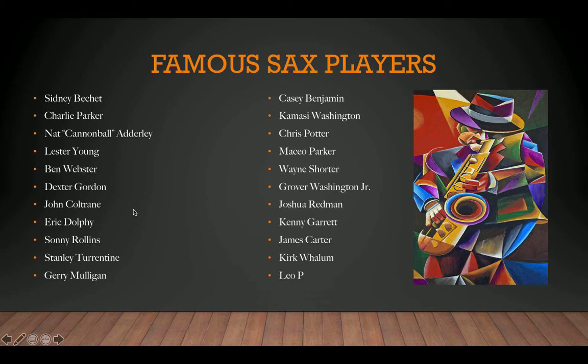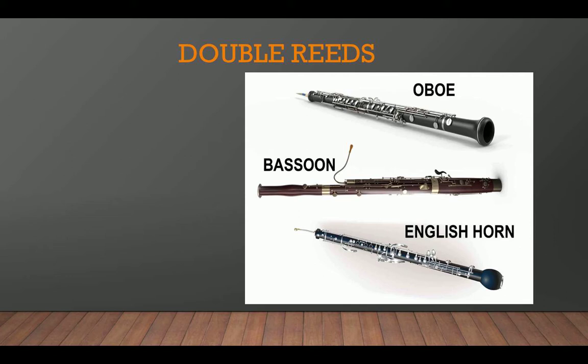Now, going on to the last slide here, we'll talk about double reed instruments. That's the oboe, the bassoon, and the English horn. Now, they are the main members of the double reed family. There's also something called a contrabassoon, which is way back earlier in the slide when I played you guys the video of the orchestral woodwind section. The first instrument they showed you was a contrabassoon. It looks kind of like the regular bassoon, but it's a little bit more curvy and a little bigger. It's pretty much the same. It's just lower. It's a lower bassoon. That's all it is.